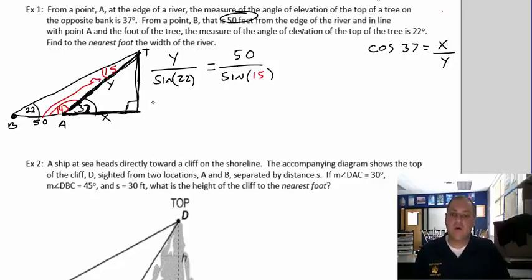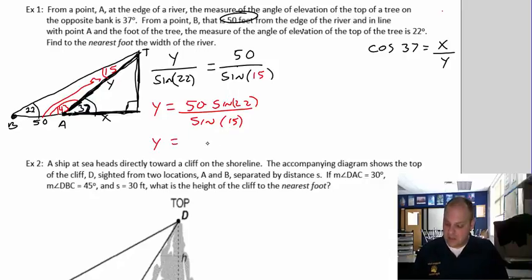All right, so I'm going to solve this out. Y equals 50 times the sine of 22 divided by the sine of 15 after you cross multiply and divide. And that's going to be 67.9527984, I think. All right, that's our y. And again, that's this right here.